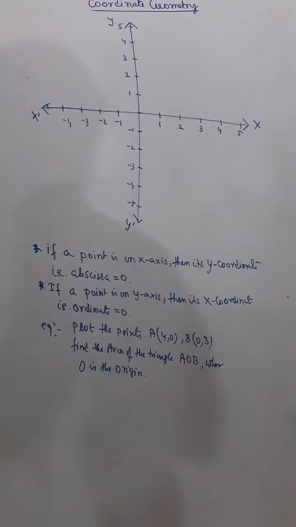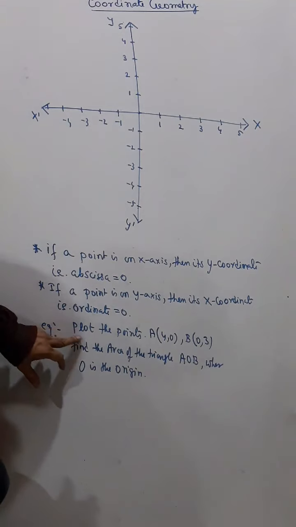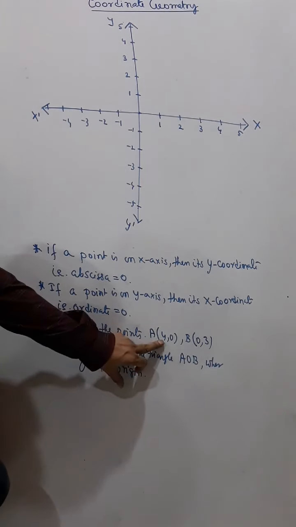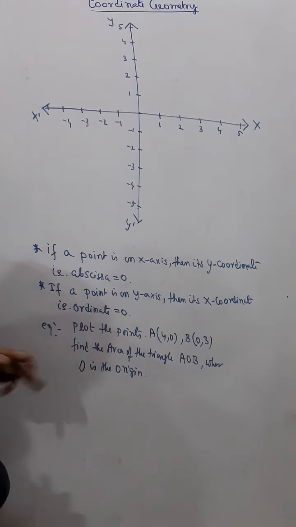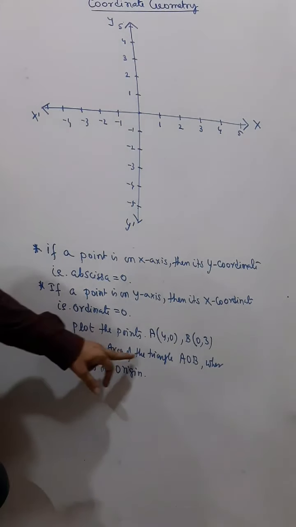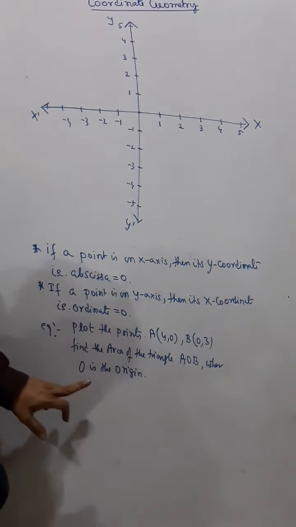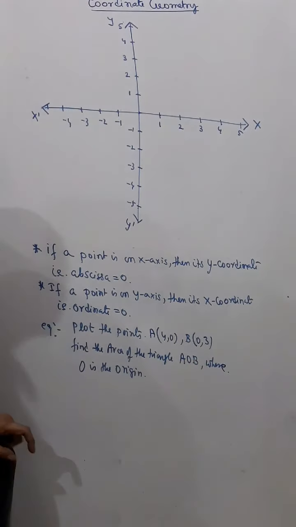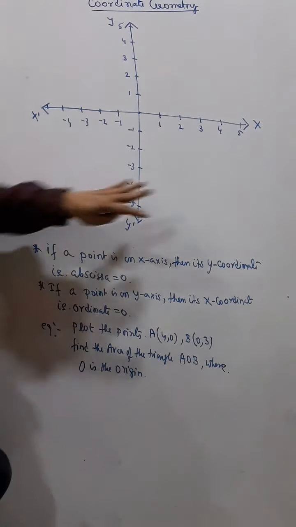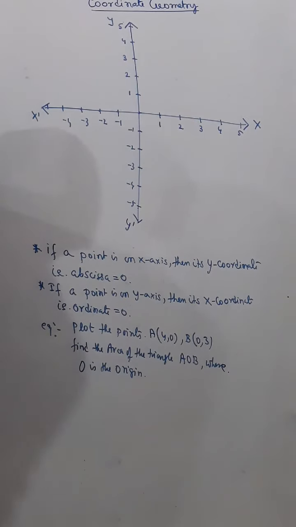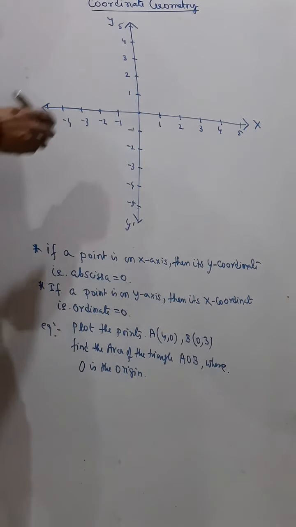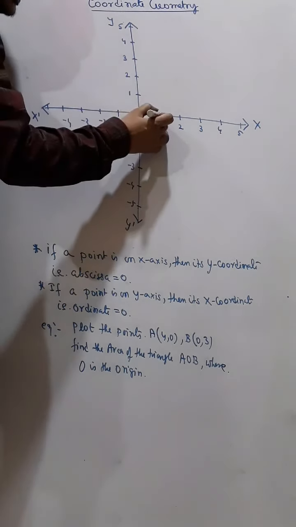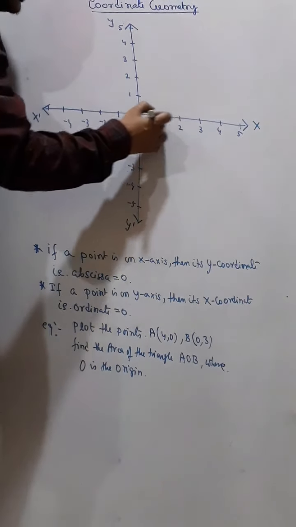Okay, now see this question. Here they told: plot the points A (4, 0), B (0, 3) and find the area of the triangle AOB where O is the origin. Okay, so here also first we will draw the coordinate axes as usual. And as I have told you, this is 1 centimeter and this full is 2 centimeters.